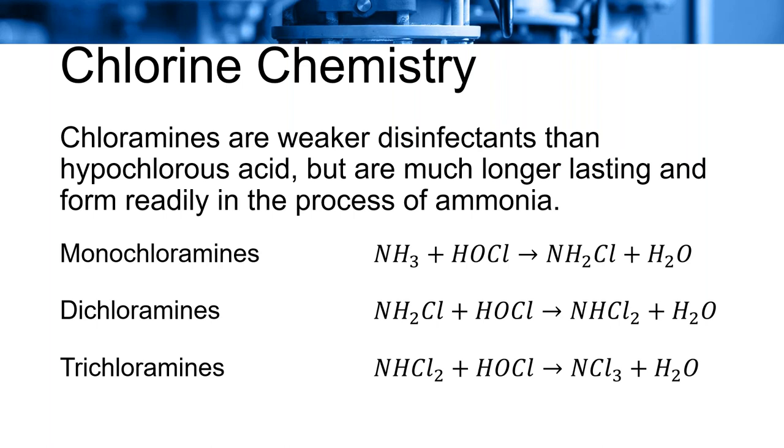Monochloramines are formed at higher pHs. Dichloramines exist at a neutral to lower pH, and trichloramines exist at a pH of 4 or less. At typical wastewater levels, you mostly see monochloramines and dichloramines. That's because typical pH levels for wastewater are around 7.